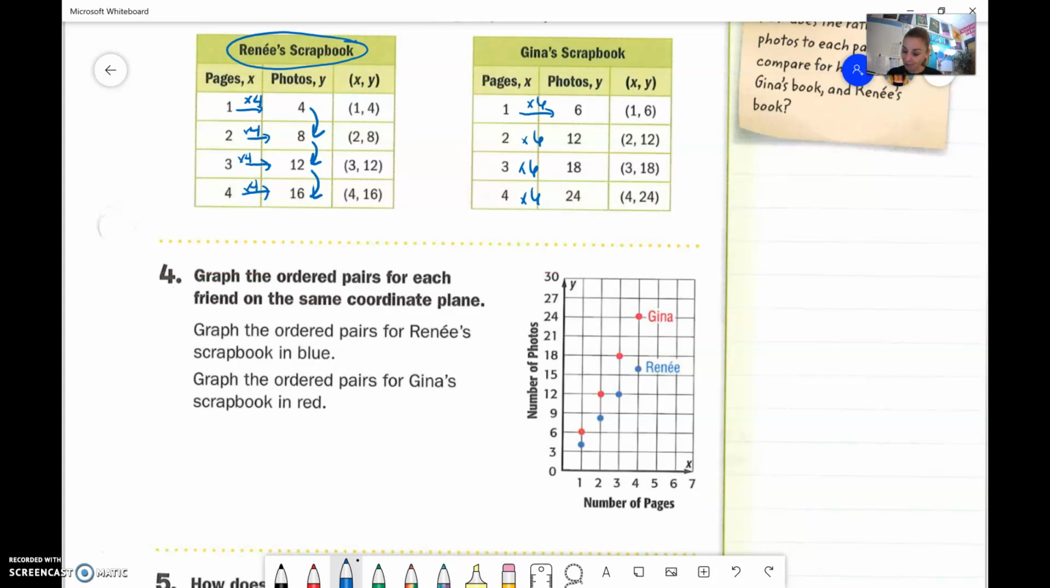Look at Renee's line. Do you see Renee's line going? Let's see if I can stick with blue. Her line kind of looks like this, right? Let's take a look at Gina's line. What do you notice? Notice how right here, right in the beginning, they were really close, and then they started getting farther and farther apart. So what does that mean? Here's Renee going kind of like this, and here's Gina's going like this. So you're noticing that Gina is getting way more photos than Renee when we graph it.